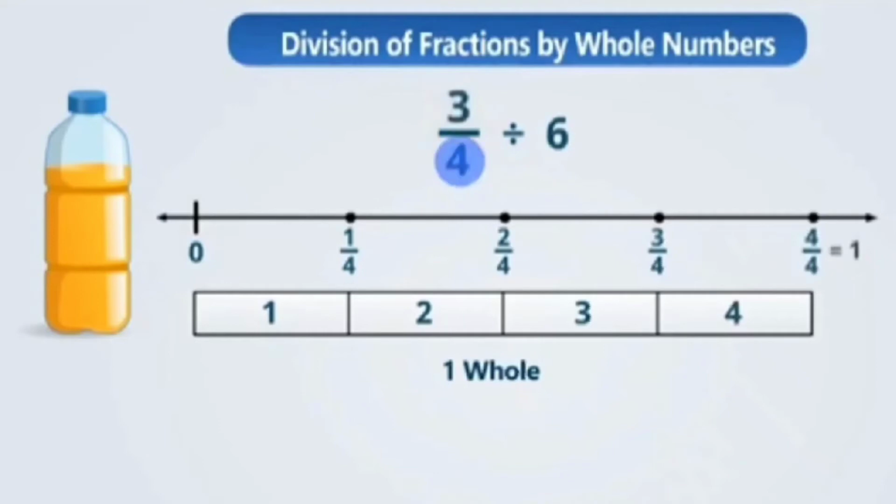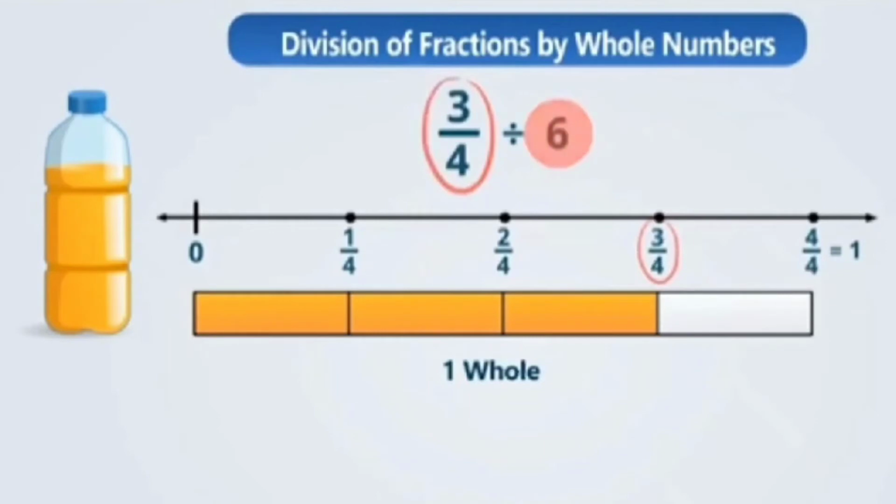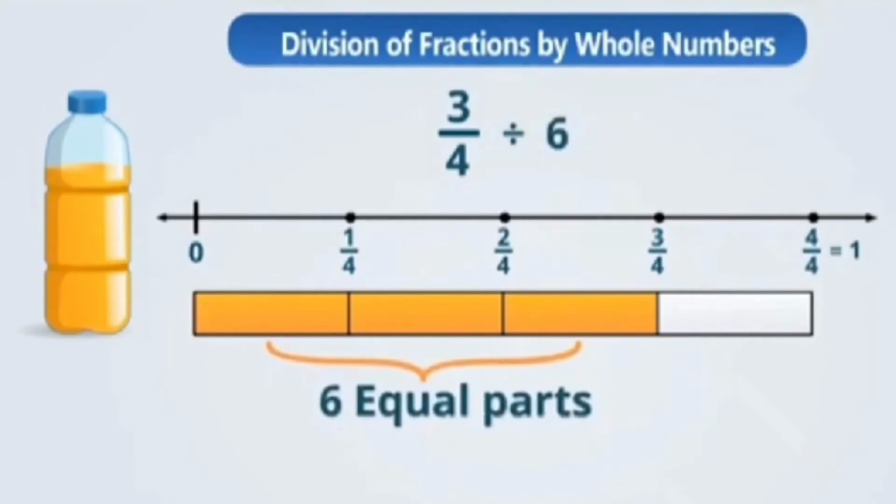3 of these 4 parts are taken. So, we will shade the 3 parts. These 3 shaded parts express the fraction 3 by 4. Since 3 by 4 liter of juice is to be divided equally among 6 children, we have to make 6 equal parts of the shaded portion. Think about how we'll do this.